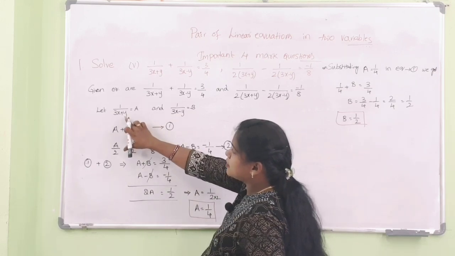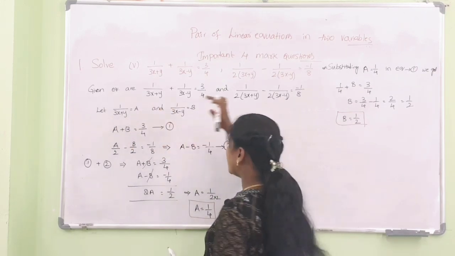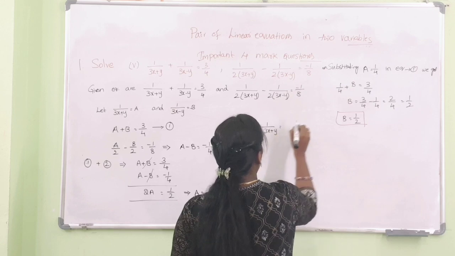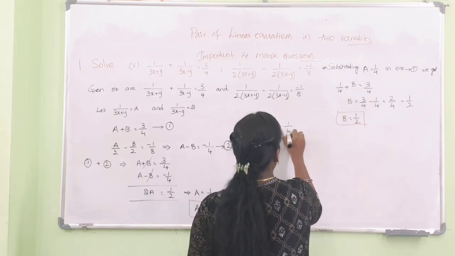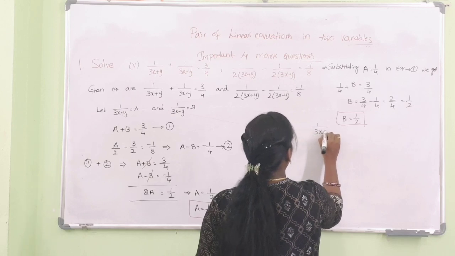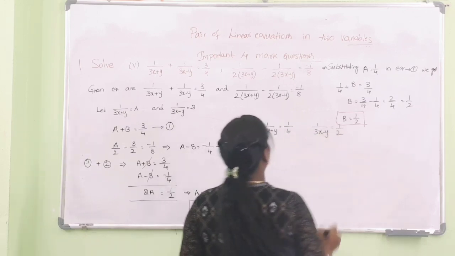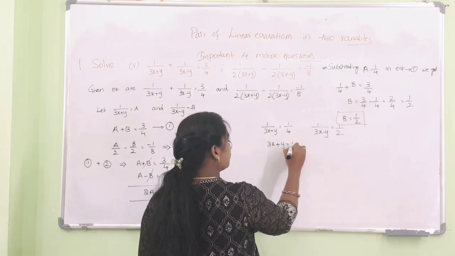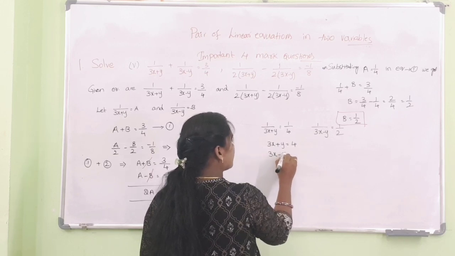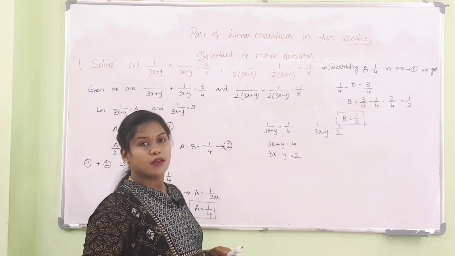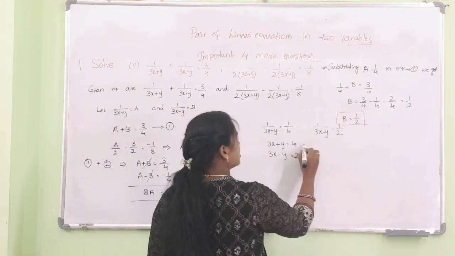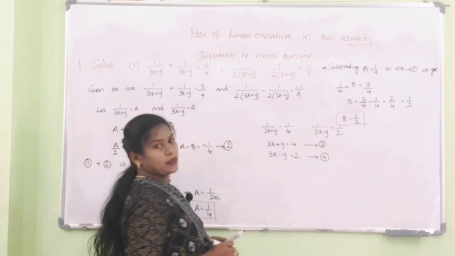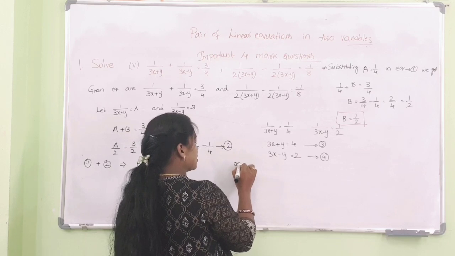So here we considered 1 by 3x plus y is a. What is the value of a here? 1 by 4. And 1 by 3x minus y is equal to 1 by 2. Then these equations will become 3x plus y is equal to 4 and 3x minus y is equal to 2. Now consider this equation as equation 3 and 3x minus y is equal to 2 as equation 4, and add equations 3 and 4.